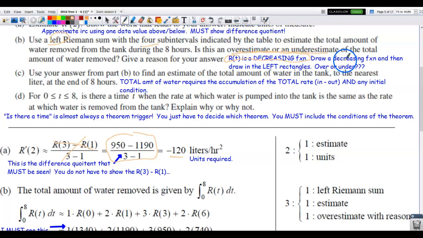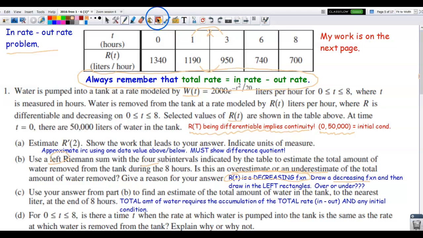The way we're going to figure out whether we have an overestimate or an underestimate is we're just going to draw a decreasing function, put in rectangles, and make that decision. When we accumulate using a left Riemann sum, let's go back and think about that again. So let's go back up to the table, and let's get rid of the information that we already have here.